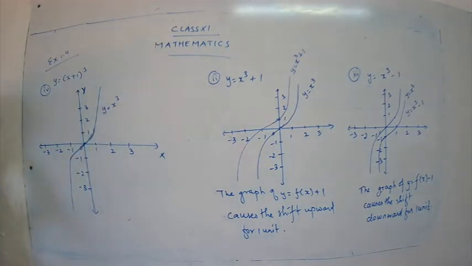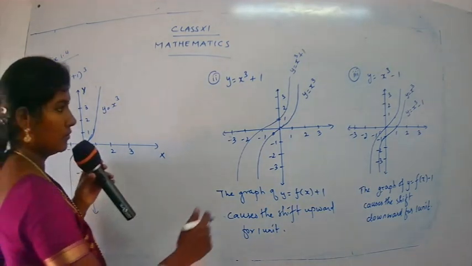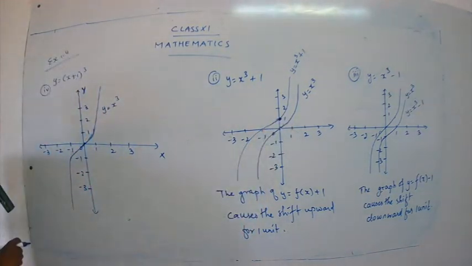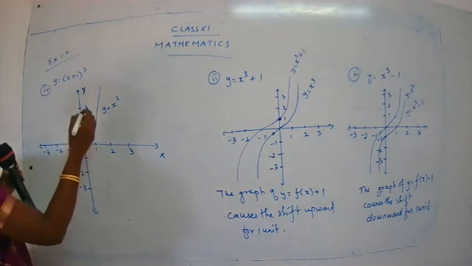Okay, so can you tell me this is of which type? Yes, which one, children? x plus 1. x plus 1, it is in translation. We have a translation over here. So we have to see the translation part. So y is x plus 1.